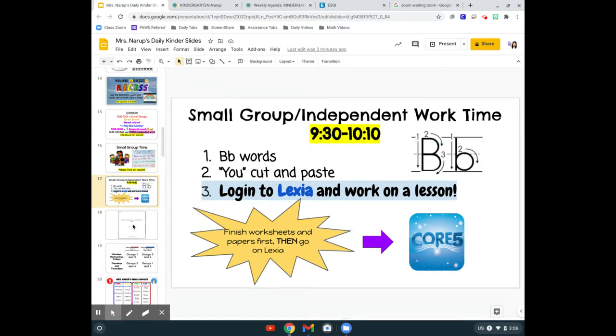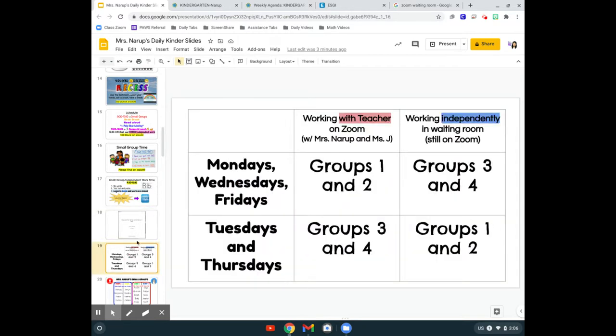And half the class will be going to work with a teacher while the other half is in a waiting room on Zoom. So this is what our schedule has been so far. Mondays, Wednesdays, and Fridays, groups 1 and 2 are my groups that I work with. They are staying on Zoom, while groups 3 and 4 are working independently in a waiting room. So they're still on Zoom, but they are not working with an adult at the moment.